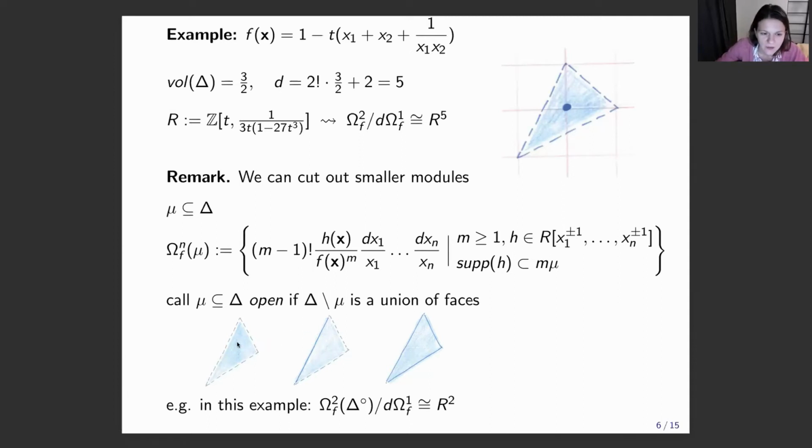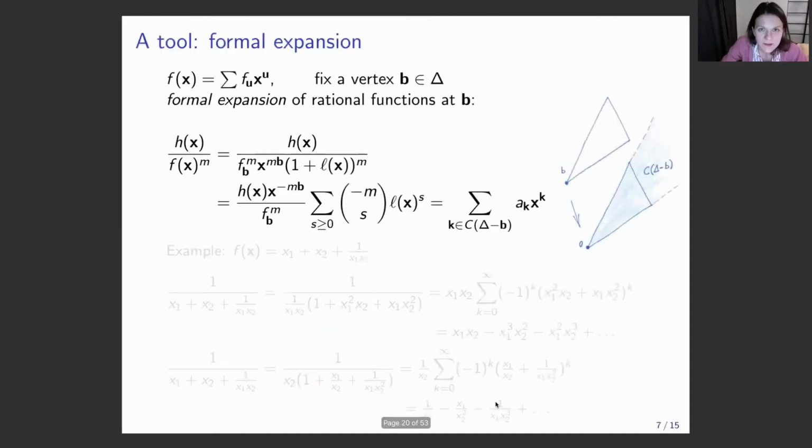Here are examples of open sets. This is the interior of delta, but we can also glue interiors of some edges and so on. By setting properly the sets mu, we can describe the weight filtration on the de Rham cohomology using this idea of restricting the support of differential forms. And in the above example, if we restrict to the interior of delta, we will get a two-dimensional R module instead of a five-dimensional R module. But still we want something of rank 1, which will be responsible for the phenomenon in our theorem, for Dwork's congruences. So let me proceed and explain which tools are needed for this.